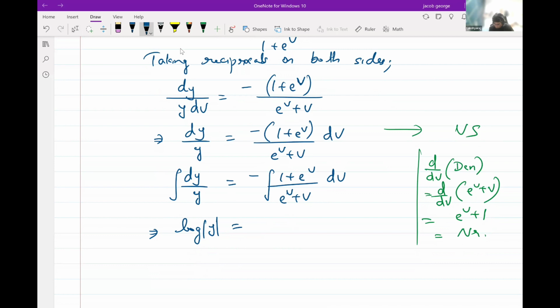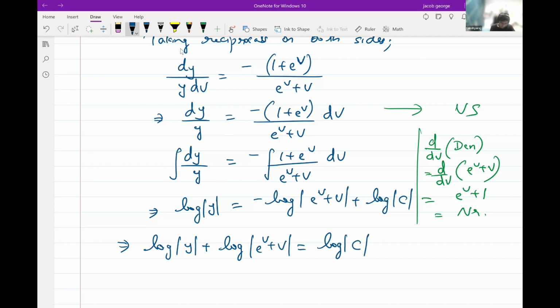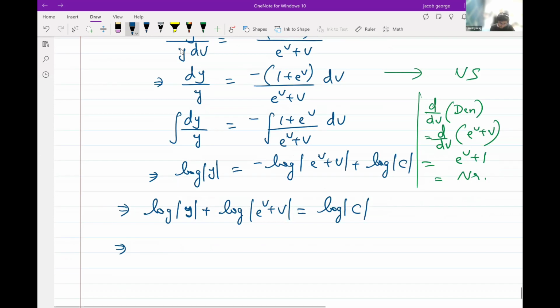That means minus log mod e raised to v plus v plus, how will you write the constant? Log mod c. Now we take minus log mod e raised to v plus v to the left side. So that means log mod y plus log mod e raised to v plus v is equal to log mod c.